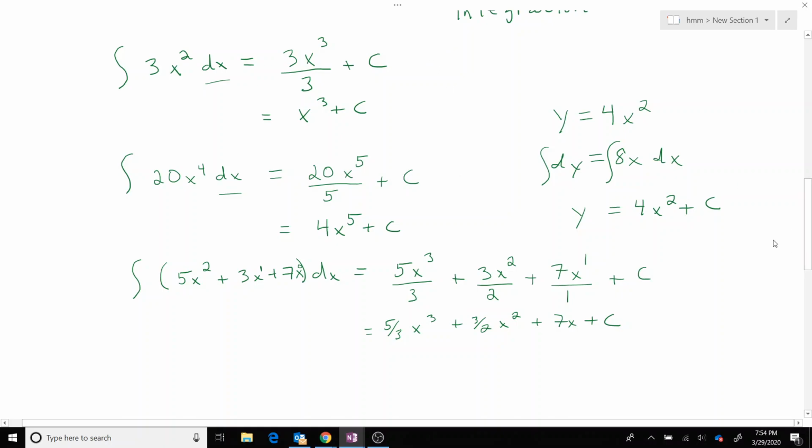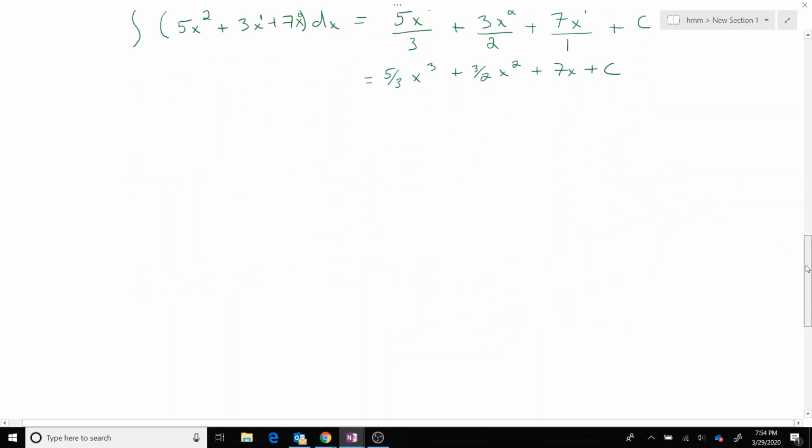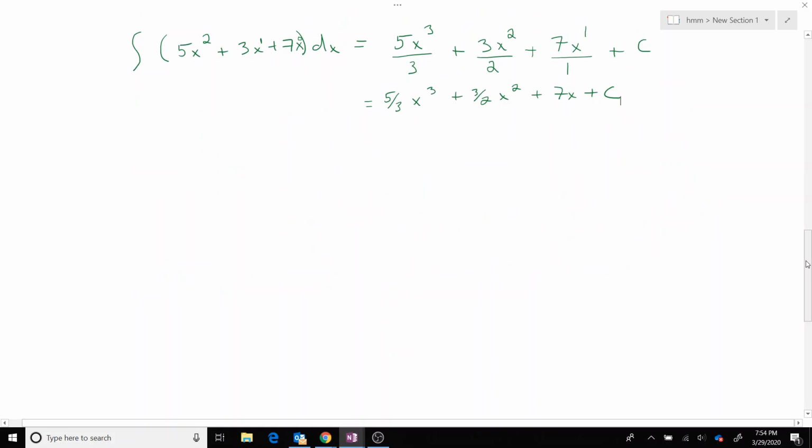Well, what if I end up with something that looks a heck of a lot more complicated? What if I've got something that looks really ugly and it looks like this? I'm being asked to integrate the square root of x dx. Oh my goodness. I have no idea how to do this one. This is way more complicated. Well, the key here is we're going to rewrite this problem.